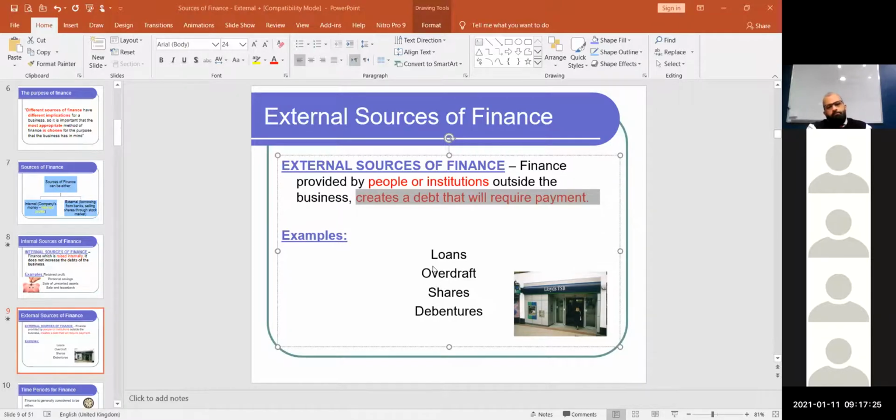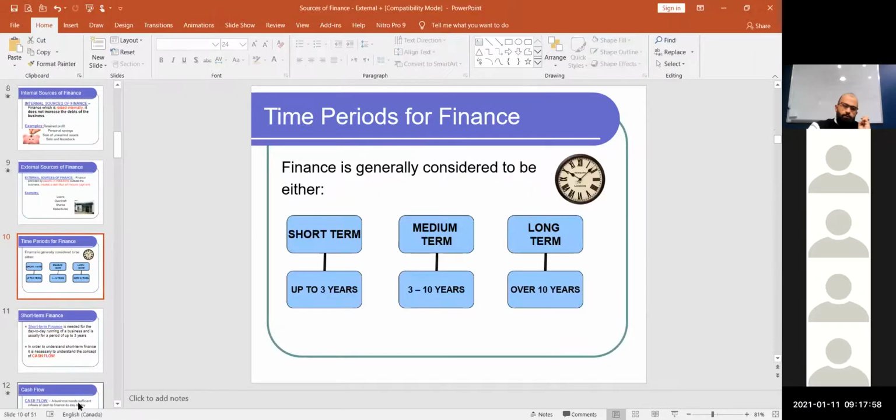All right. Now, what would be some of the examples of the external sources of finance? We take loans from the bank, right? Or it could be overdraft. We're going to talk about the overdraft, shares, and what we call debentures. Walt Disney, this is a company which depends on selling debentures and also stocks.